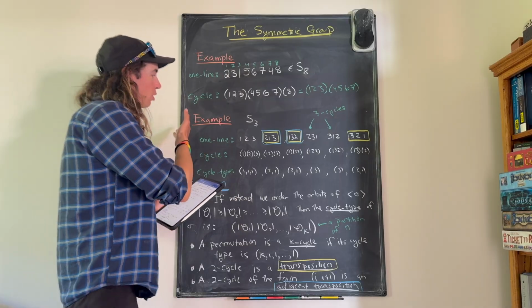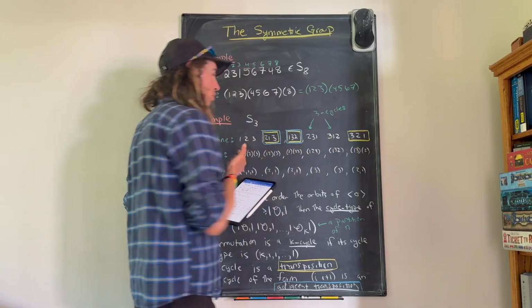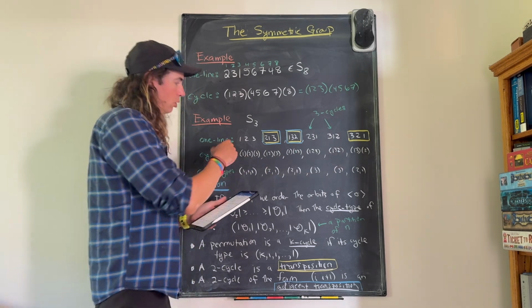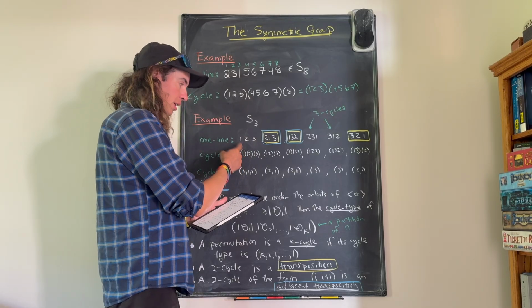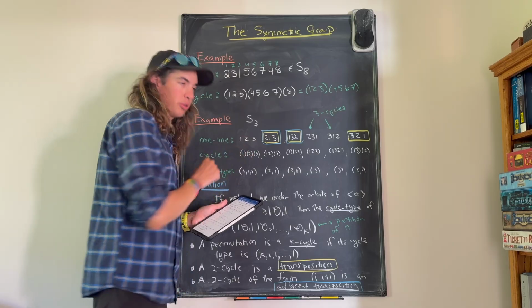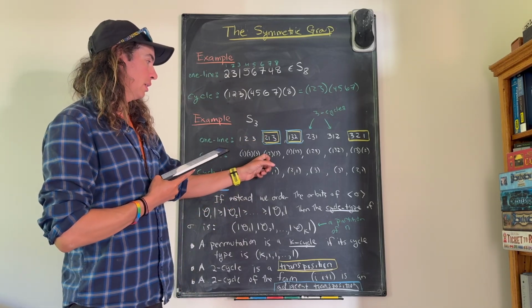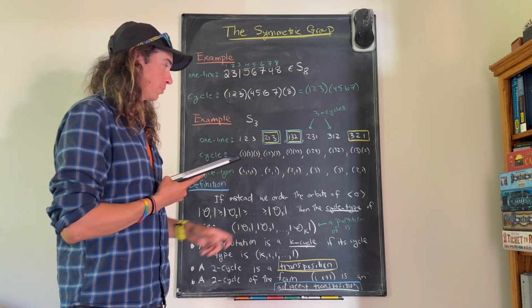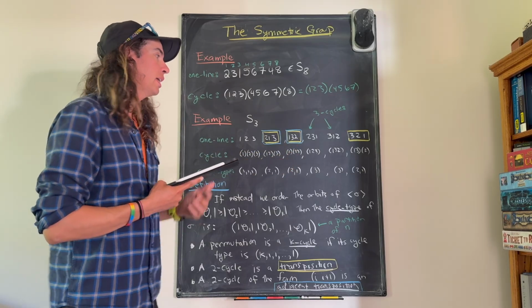Okay, so let's now compute in S3. We already had all the one-line notation for all the elements of S3. Let's compute their cycle notations. So 1, 2, 3, the identity gets cycle 1, cycle 2, and cycle 3. 2, 1, 3, I have the cycle 1, 2, close the parentheses, and then just 3 by itself. This one is just 1 by itself, and then 2, 3.